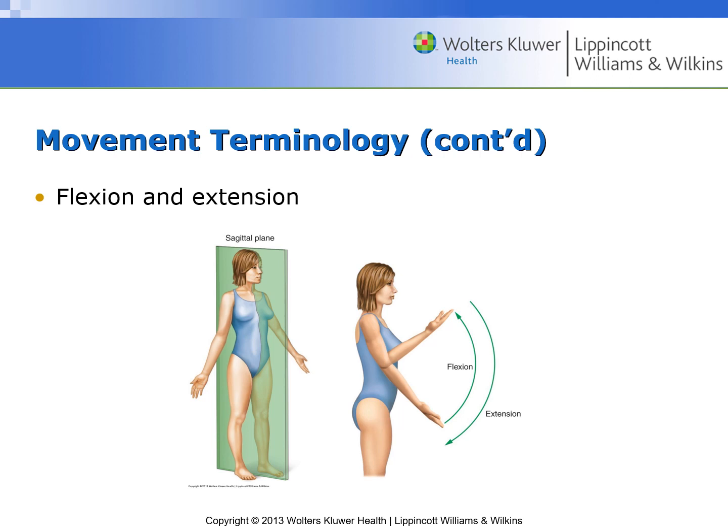Flexion and extension are movements that occur within the sagittal plane. These movements divide the body into right and left halves.